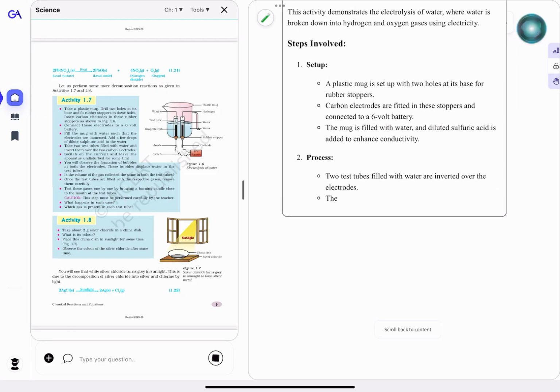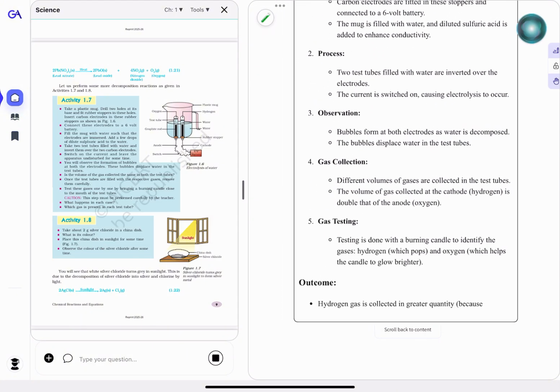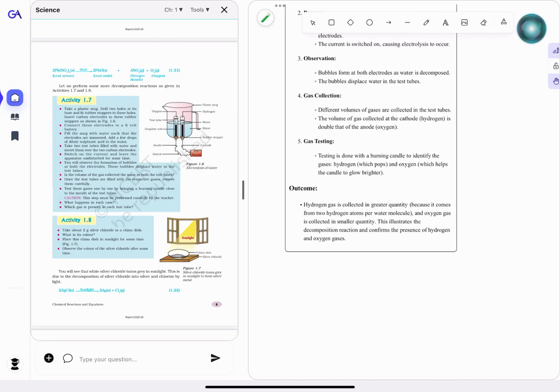This activity demonstrates the electrolysis of water, where water is broken down into hydrogen and oxygen gases using electricity. Steps involved. 1.